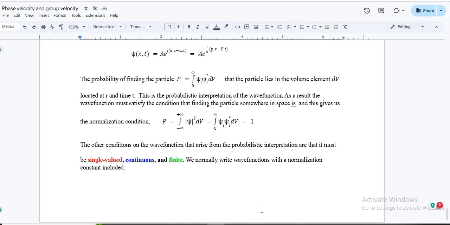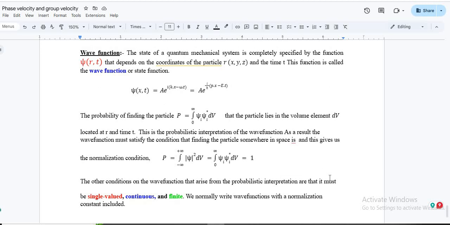The most important aspects of the wave function are, mathematically, that it should be single valued: for a given space and time, there will be a single value of psi. It must be continuous, with no break within the function, and it must be finite, so for any value it should not give an infinite result. Today we will discuss the concept of the wave packet, group velocity, phase velocity, and the extended part, the concept of the wave function in quantum mechanics.